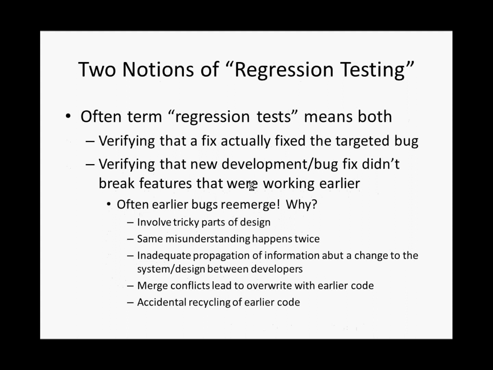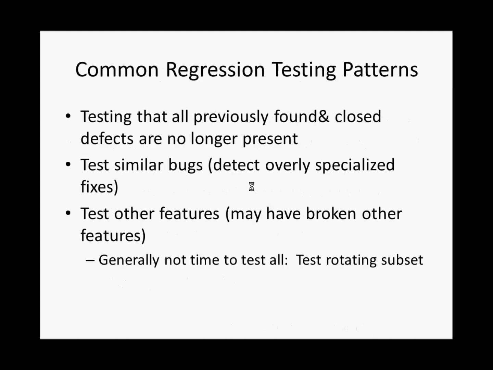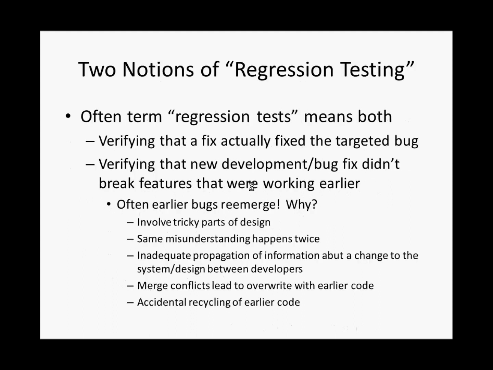Now, older bugs reemerge frequently. They involve tricky parts of the design, misunderstood. Things are misunderstood in similar ways. There could be merge conflicts, which reintroduce a bug. Do you know what that means? Merge conflict? What am I referring to there?